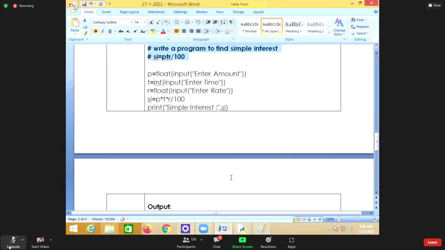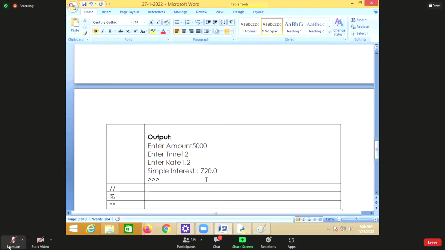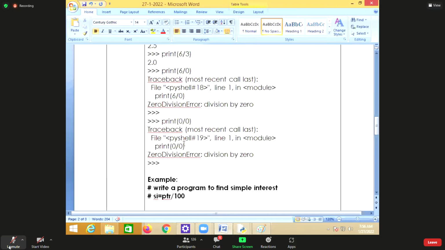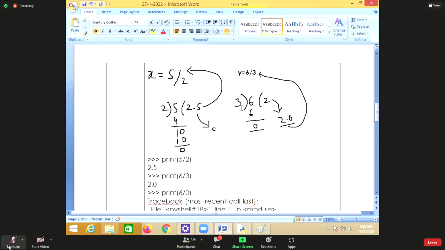Float. Even though you get the result in integer, that result will be converted into float. Actually, 6 divided by 3, how many times is it? 2 times. And what is the quotient here? 2. Actually, it is 2, but it returned the result as 2.0.